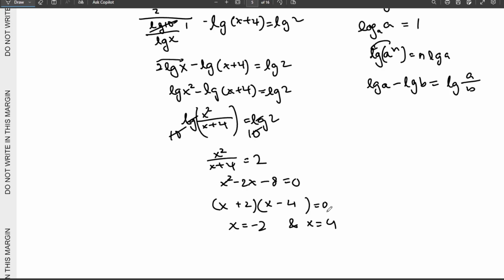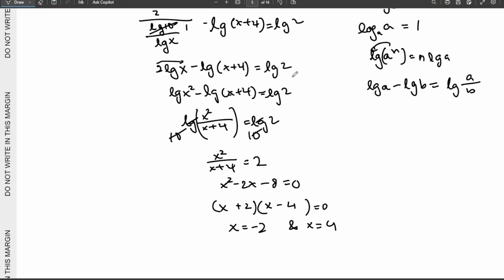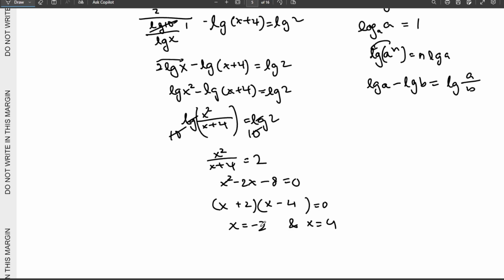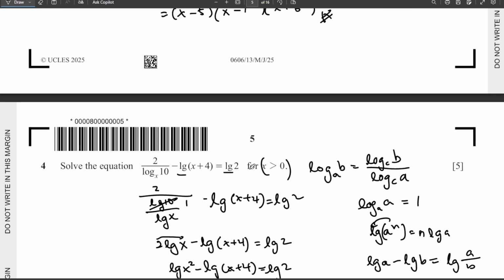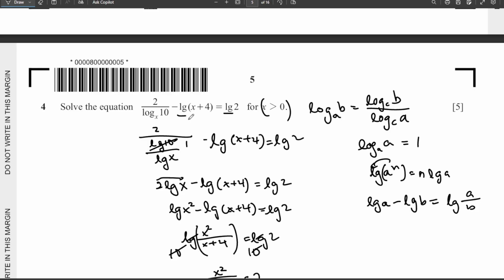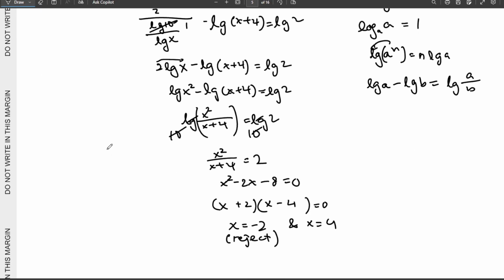But we are not finished, because remember the question states the domain: x must be greater than 0. So in this case where x is negative 2, we have to reject this answer. Why? The log base obviously cannot be negative. Here in the question there is a log base of x, so that cannot be negative, so it has to be bigger than 0.